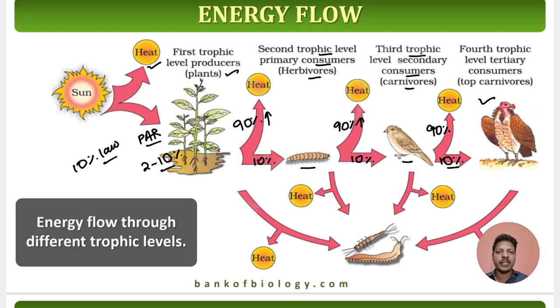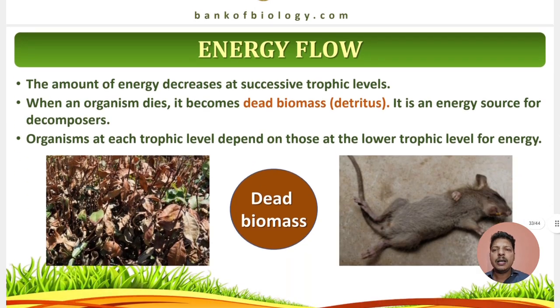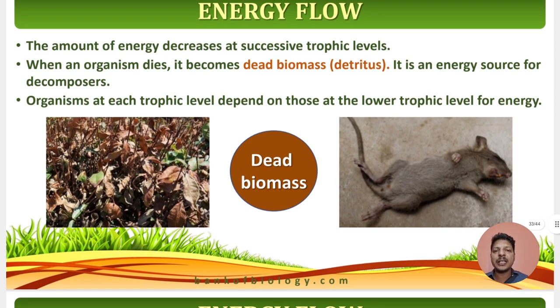Okay, same points are given. Here they are also consumed by different other organisms, and the amount of energy decreases at successive trophic levels. When an organism dies, it becomes dead biomass or detritus. It is an energy source for the decomposers. Organisms at each trophic level depend on those at the lower trophic level for energy.